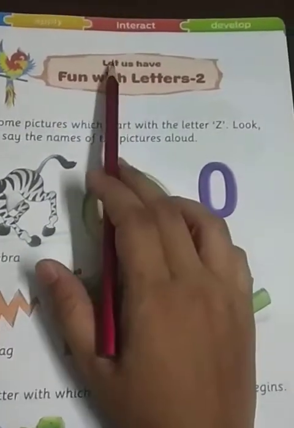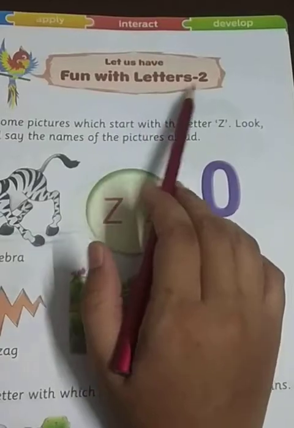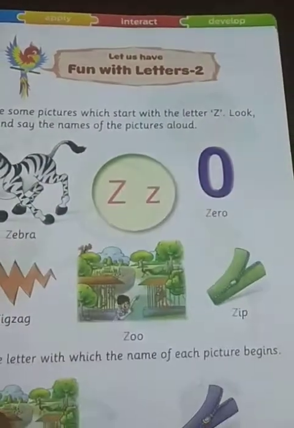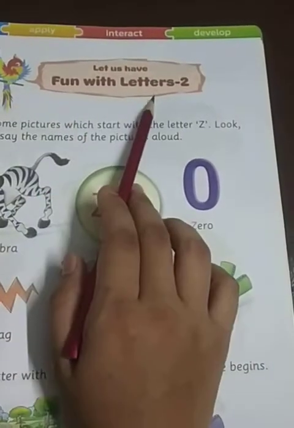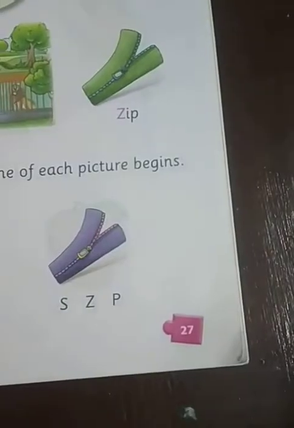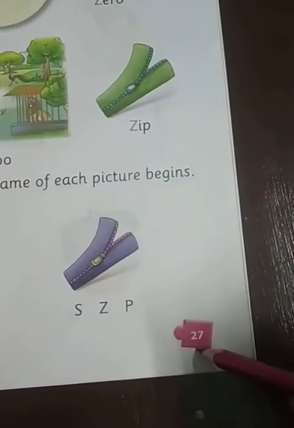The topic name is let us have fun with letters 2. Fun with letters 1 we have done, and now from today we are going to start fun with letters 2. And this is on page number 27. So open your page number 27.